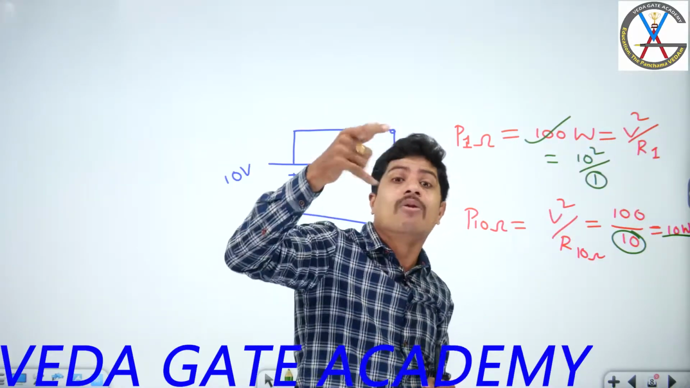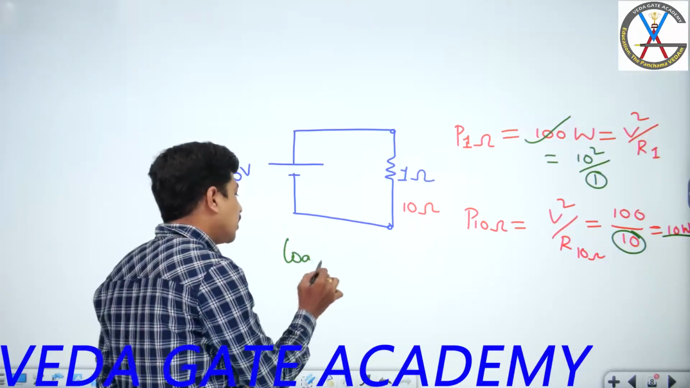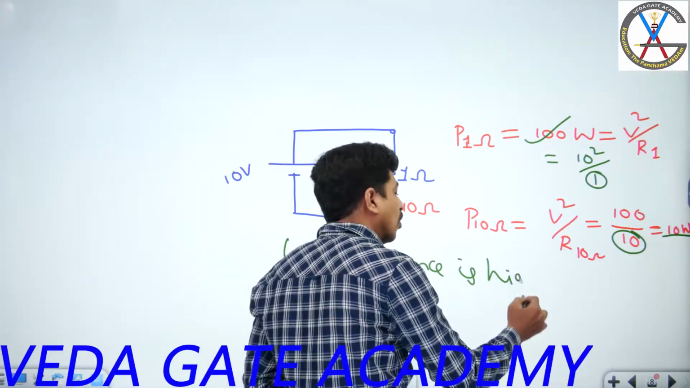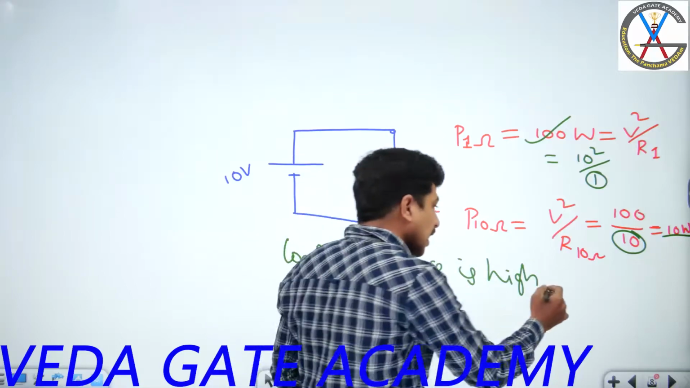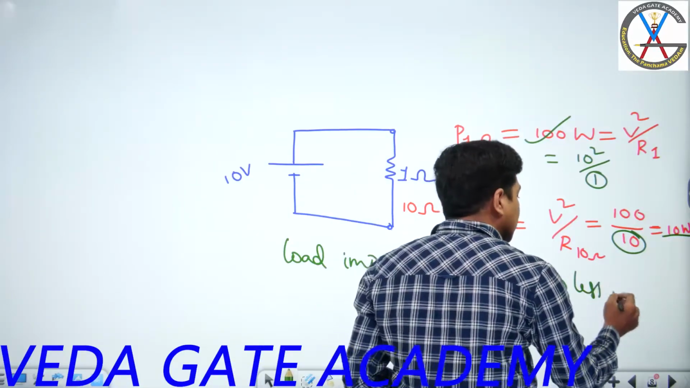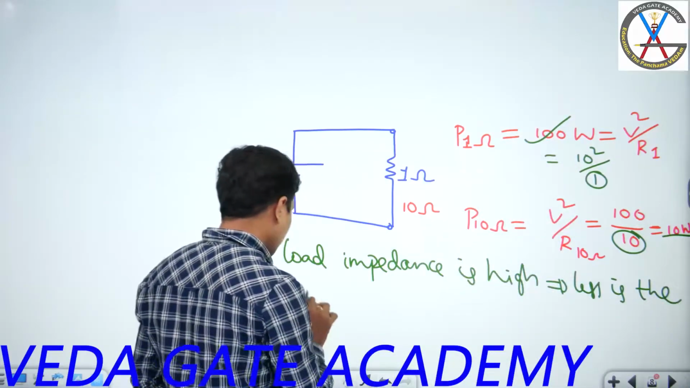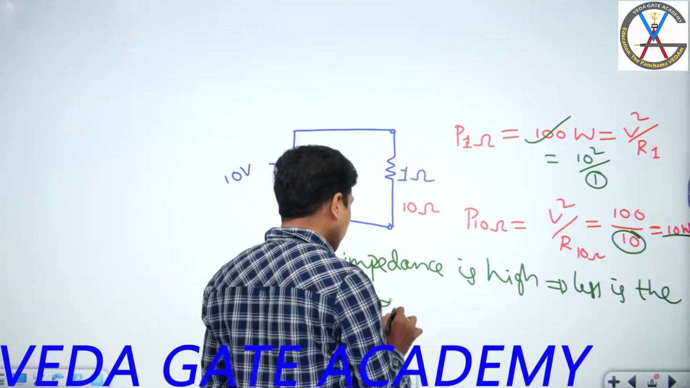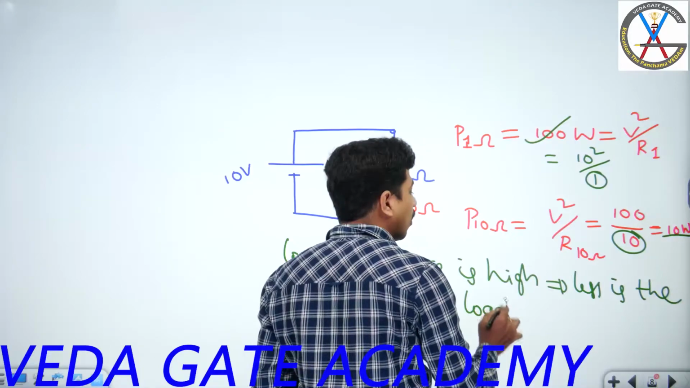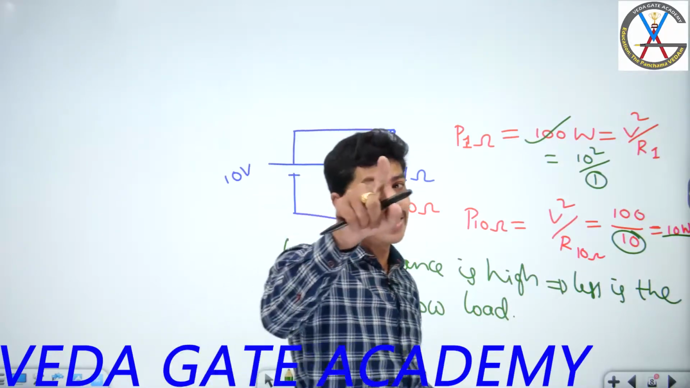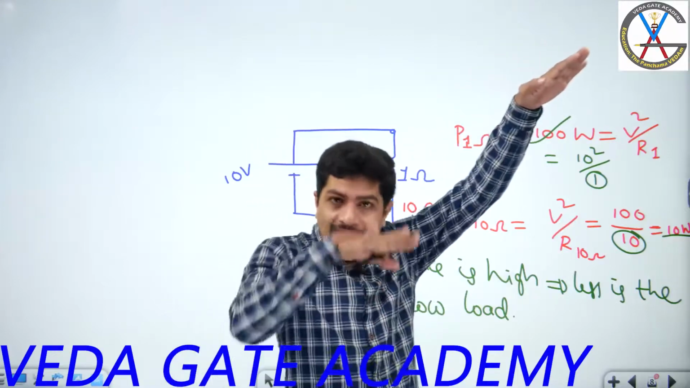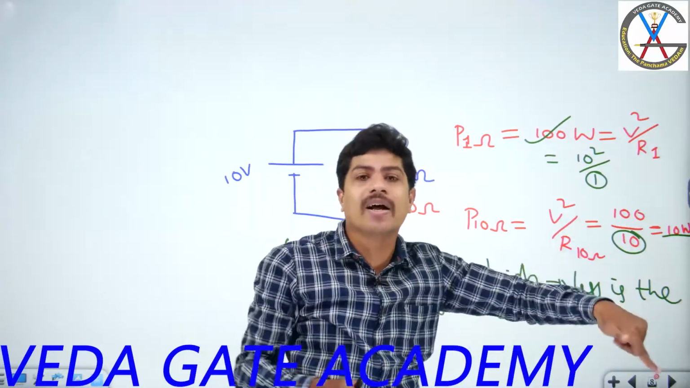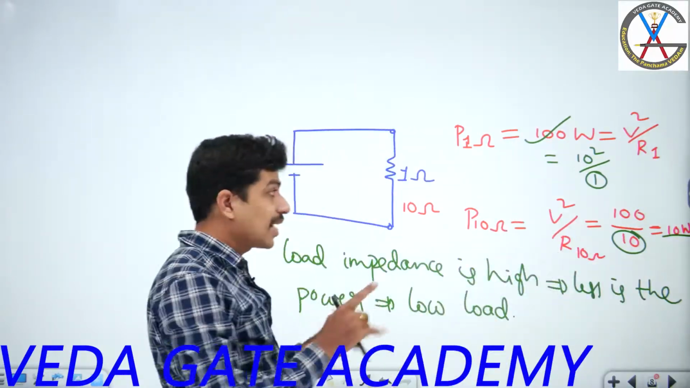Load impedance is high, load is less. See, load impedance is high. More is the impedance, less is the power. Power is less means low load. Low is the load. Yes. Load and load impedance both are exactly opposite. If more is the load, less is the load impedance. If less is the load, more is the load impedance. Load means power. Please do understand. Load means what? Power. This is the clarity you need.